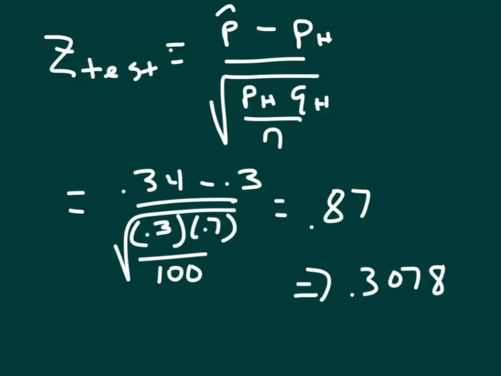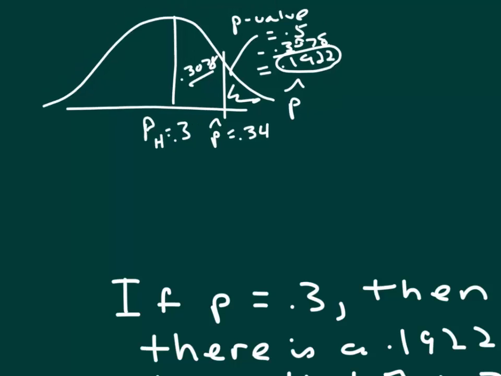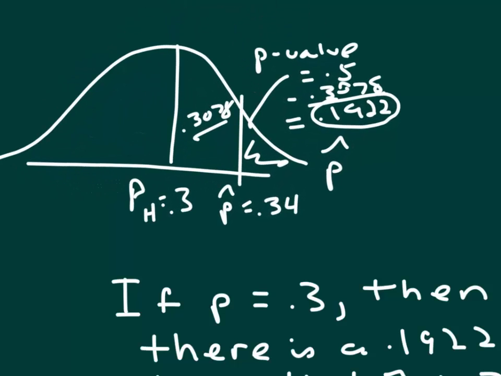So we're 0.87 standard deviations above. You know that's not that unusual. It's not even one standard deviation above. But we got 0.3078 here. And so we'll take that 0.3078, subtract it from 0.5 to get a p-value of 0.1922.